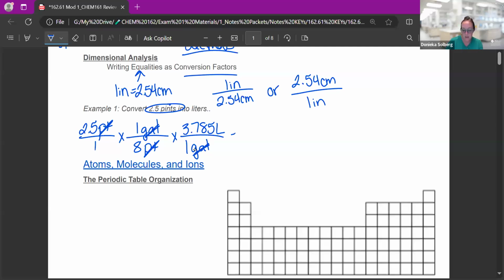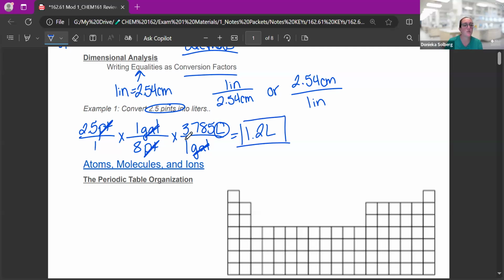So my gallons go away. The only unit I'm left with is liters, which means my final answer is in liters. So when you put this into your calculator, you can just go from left to right, or you can multiply all the stuff on the top and then divide by the 1 on bottom. You should end up with 1.2 liters. I rounded to 2 significant figures because that is what was in the problem, and that's my final answer.